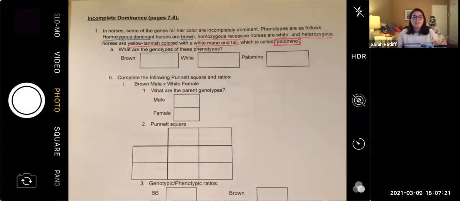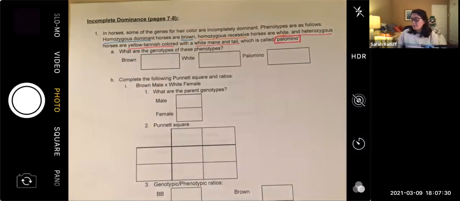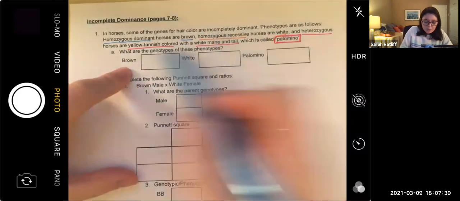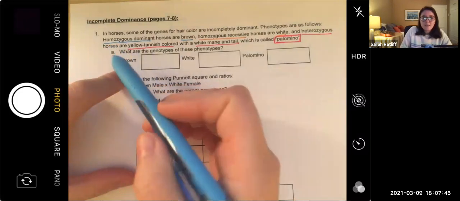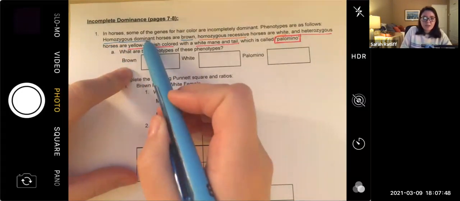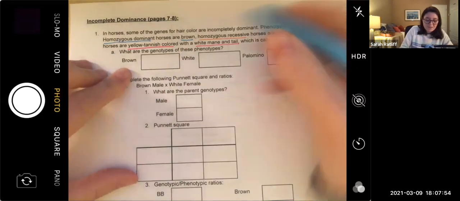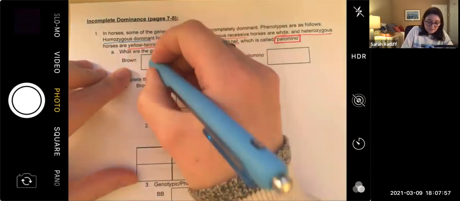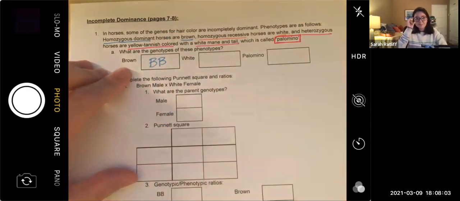So we've been given these phenotypes. Part A is asking what are the genotypes of these given phenotypes. So first up, brown. What is the genotype of those brown horses? I used blue, so I'll use blue again. So brown is homozygous dominant. Homo means the same. They're going to have the same capitalization. Dominant means they will be uppercase. They don't give us letters, so we can just choose whatever. Since brown is dominant, I'm just going to choose B. So it'll be big B, big B. Homozygous, same capitalization, and dominant means a capital letter.